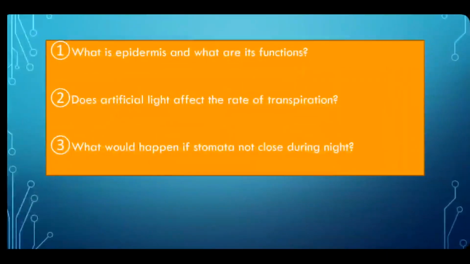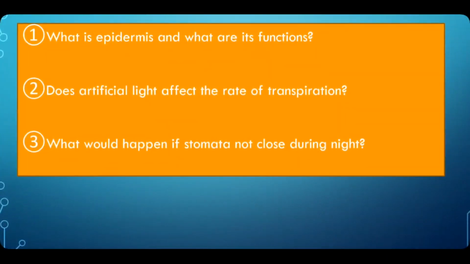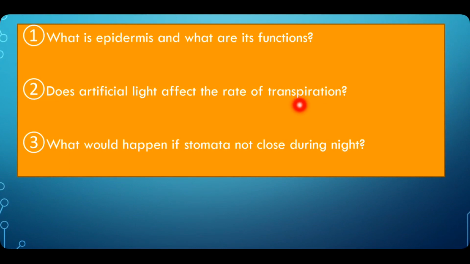The next one is, does artificial light affect the rate of transpiration? Yes, this is a good question. The rate of transpiration is affected by natural light, that is sunlight. In the presence of it, the higher the amount of light, the higher the rate of transpiration. But what about artificial light? Artificial light can be of different types. If it is incandescent light, then yes, the rate of transpiration increases.